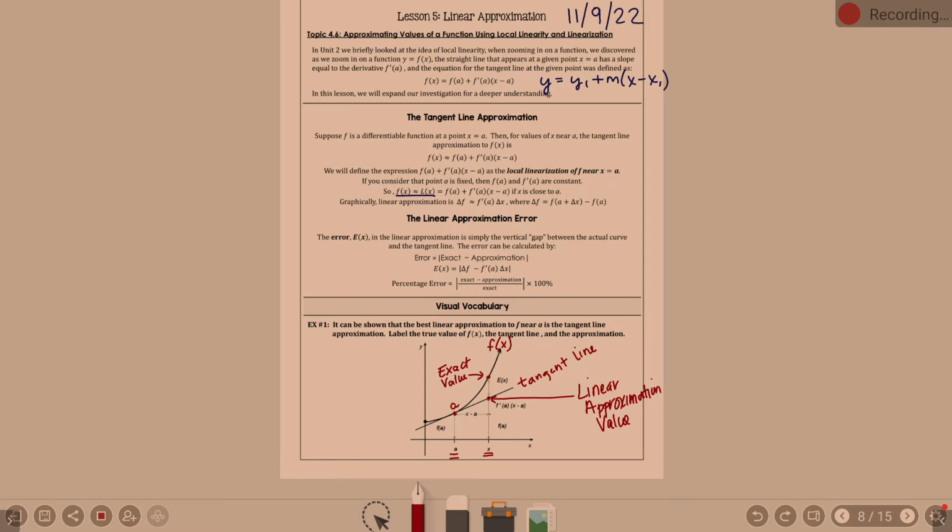So when we talk about the error, what is the error of this linear approximation? The error is going to be the difference between the exact value and the linear approximation value, so the tangent line value. And so right up here, when it says error is absolute value of exact minus approximation, that's what that is. So that line right there in between, that is my amount of error. So the distance between those two points is my error.